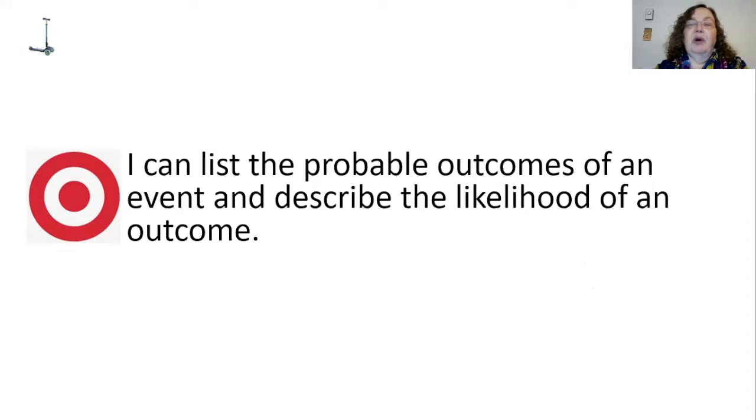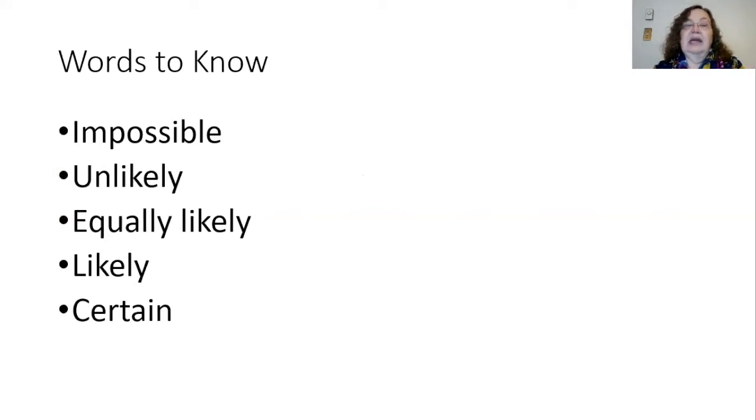I can list the probable outcomes of an event and describe the likelihood of an outcome. Ooh, I see a new probability word today. That word, outcome. So we need to figure out what that means. We had yesterday impossible, unlikely, equally likely, likely, and certain. And today we're using that word outcome. An outcome is whatever event could happen. So let's look at it a little bit more.